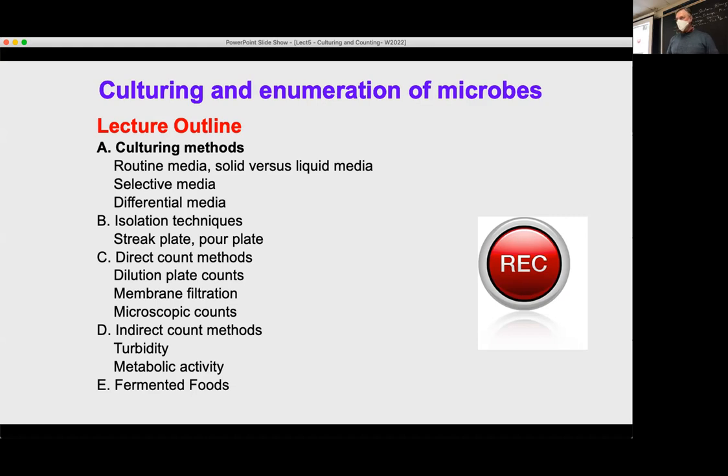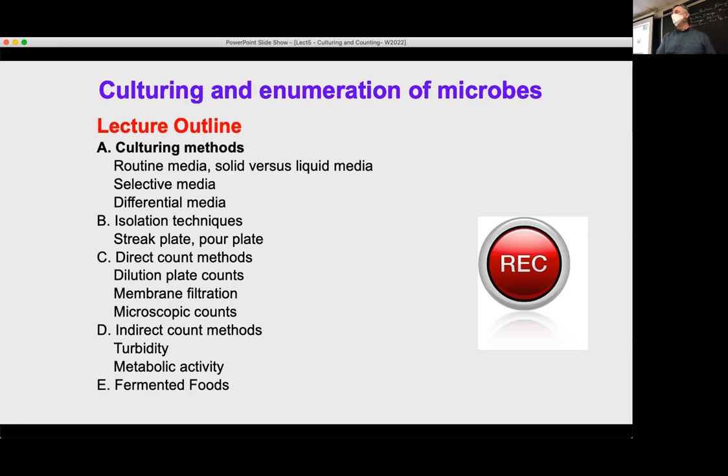Next part of the lecture, some of the isolation techniques. This is a very quick portion. There's not a lot to talk about, but I'll give you a picture of what the isolation techniques are. Then there are some counting methods: dilution plate counts and membrane filtration are different ways of isolating your individuals. And then we've got indirect count methods, including turbidity and metabolic activity. These are two very standard methods of counting how many bacteria or yeast you have, by how cloudy a solution you've got. Because you don't always want to plate and count, which is the standard, you can make a standard curve and then base your turbidity of your solution on your standard curve.